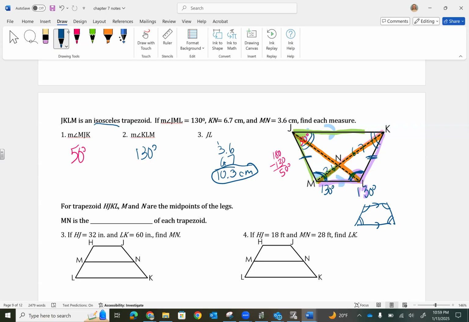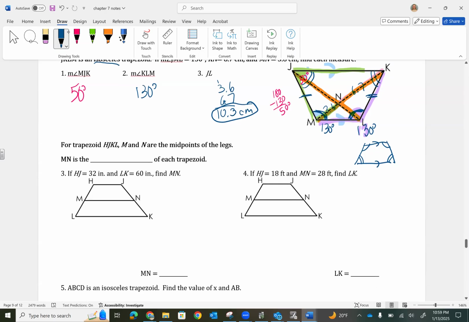Okay, so the next thing is we're talking about mid-segment. If this is the midpoint of the leg, and this is the midpoint of this leg over here, well, then we call this length right here a mid-segment. To find it, you add the two parallel sides together, the bases, and divide by 2. So if HJ is 32, and LK is 60, to find the length from M to N, this is called a mid-segment.